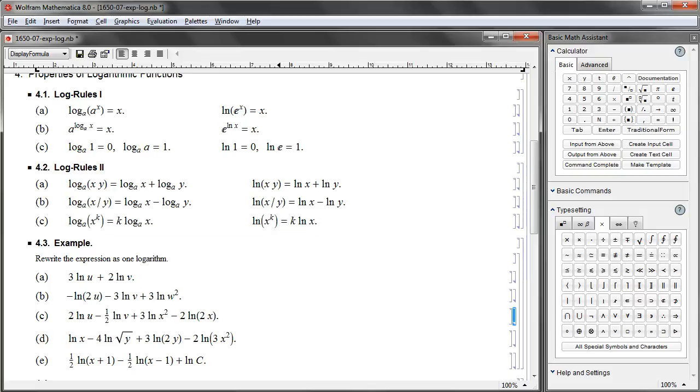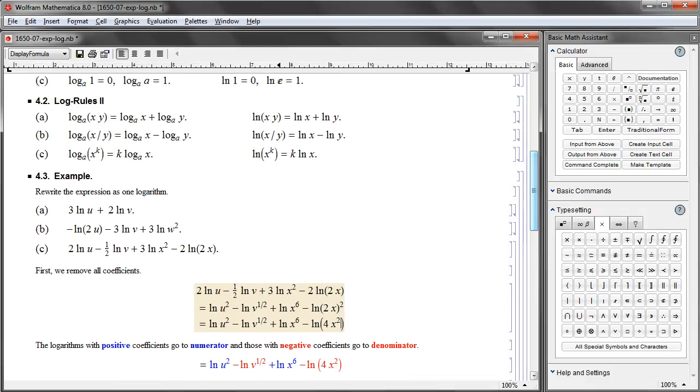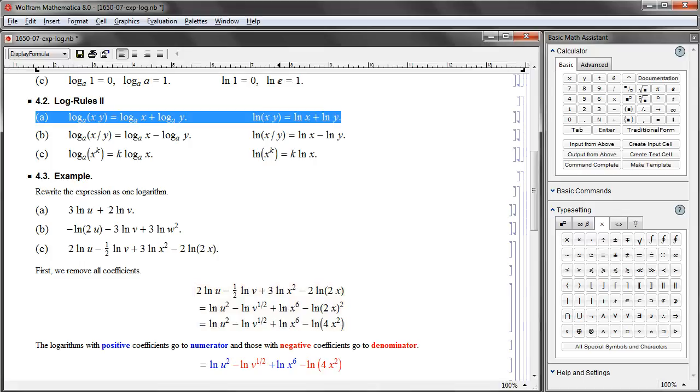Rule c first, so 2 log of u just becomes log of u squared. 1/2 log of v becomes log of v to the 1/2 power. And then 3 log of x squared, 3 goes over there, so we have x to the 6th power. 2 log of 2x, so we have 2x to the 2nd power, which is 2 squared is 4x squared. And then what we do, we just apply rules a and b simultaneously.